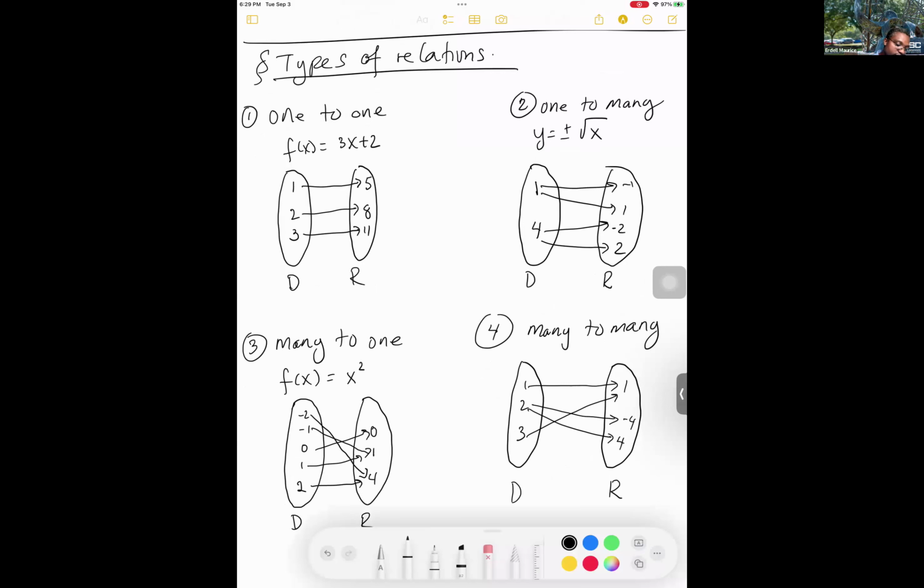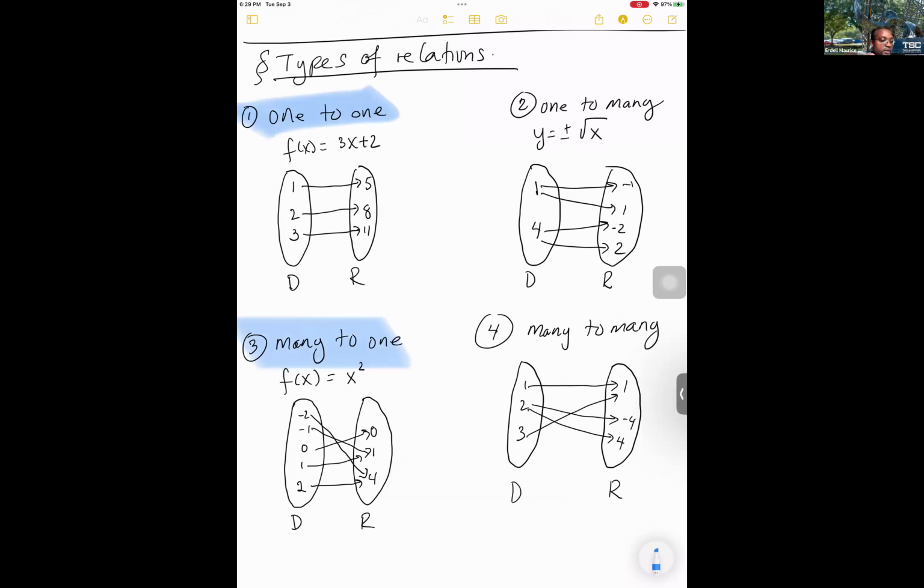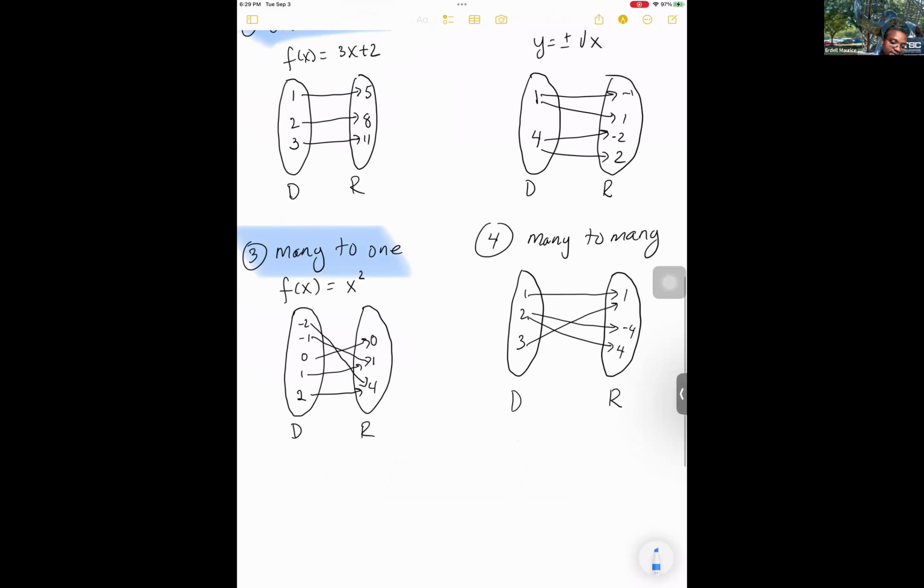And because we don't like chaos, we decided that two of these are more important than the other two. We decided that your one-to-one and your many-to-one stand out in terms of the four relations. How do they stand out?